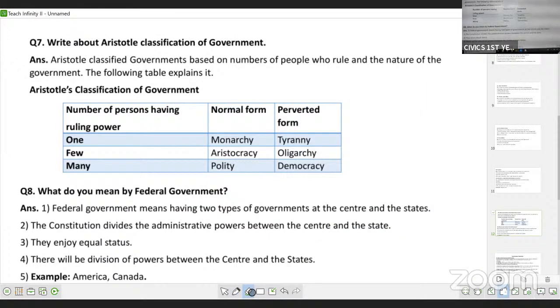Please learn these LAQs. Then coming to your short answers, the 5-mark questions. You have 12 chapters, so you will get 12 questions.